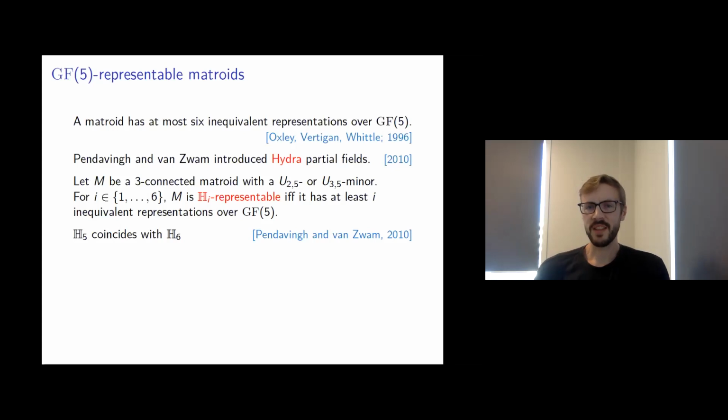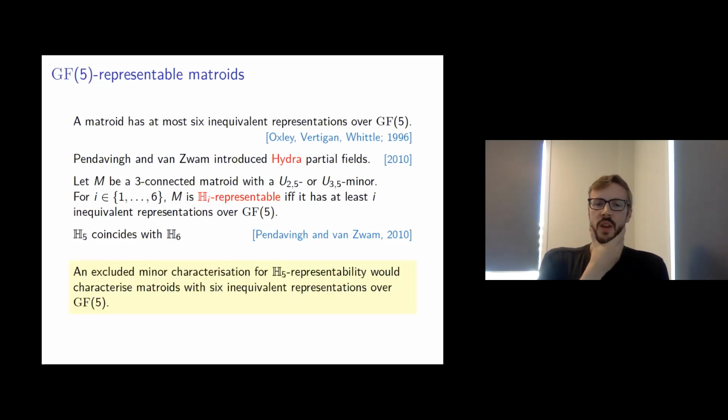So you might think that there's going to be these 6 levels of your Hydro hierarchy from this. But Rudy and Stefan found that, in fact, if you've got at least 5 inequivalent representations over GF5, then you have precisely 6. So there's really 5 layers of this hierarchy to think about.